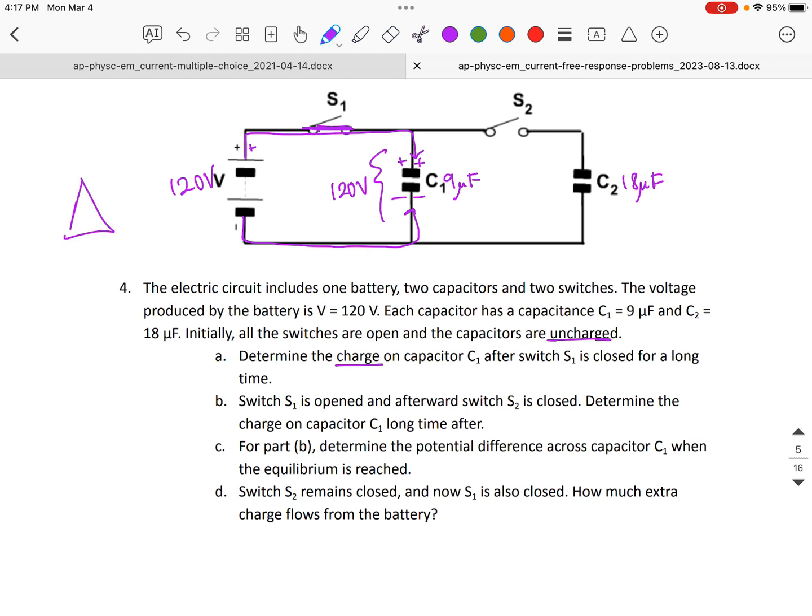If I use this equation, which is charge over capacitance is equal to voltage, then the charge is equal to voltage times capacitance, which is 120 times 9 times 10 to the negative 6, and that gives me 0.00108, and the unit for this is coulombs.